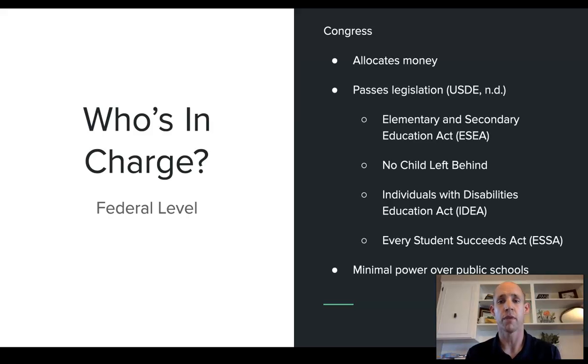Congress also has a role, and they allocate money. They pass legislation. The Elementary and Secondary Education Act, No Child Left Behind, Individuals with Disabilities Act, each of those are from Congress, and they do have money tied to them. Again, that's usually contingent upon some sort of requirement being met, but the funding is such that most schools are going to meet those requirements in order to get the funding. Congress does have minimal power over public schools, as does the United States Department of Education. They really don't wield much power in terms of what a local school district does on a day-to-day basis.